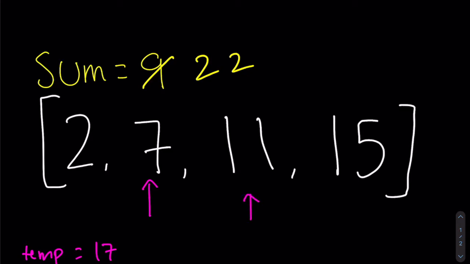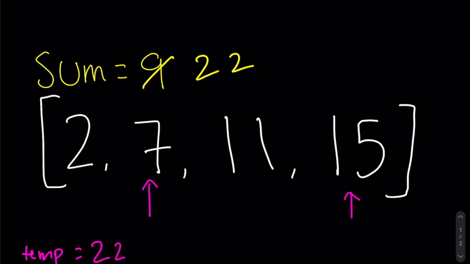And now j would be here. So now once again, I need to recalculate my sum. The sum is 18. Is that sum equal to the sum that we're looking for? No. So I'm going to move the j once again forward, and now I recalculate the sum, and in this case it's 22.